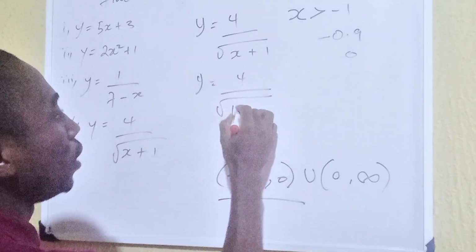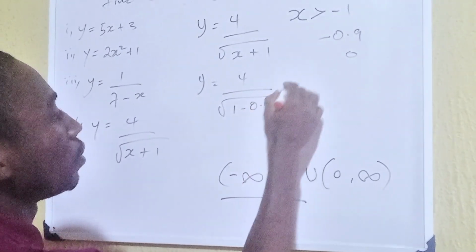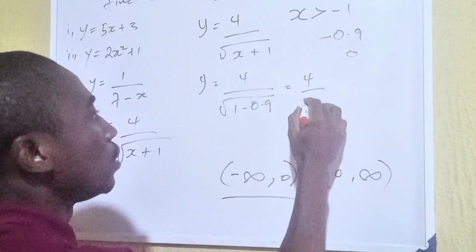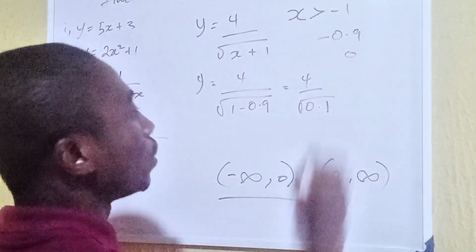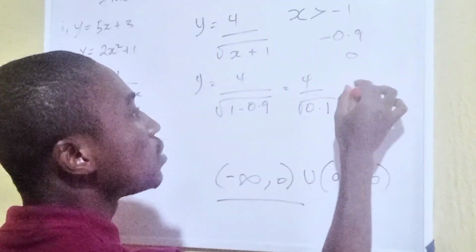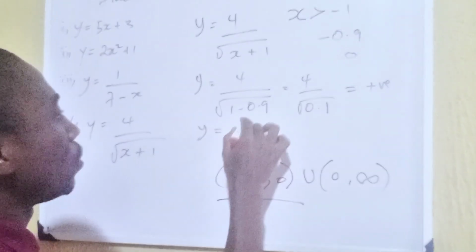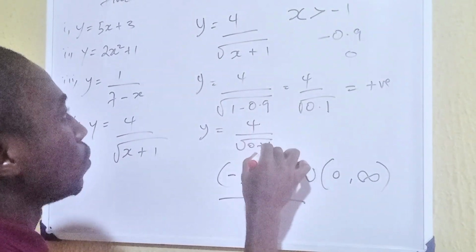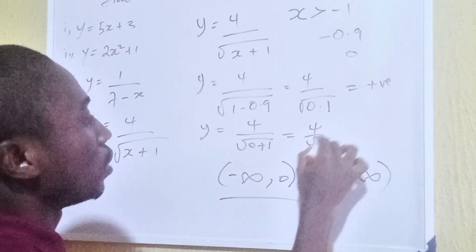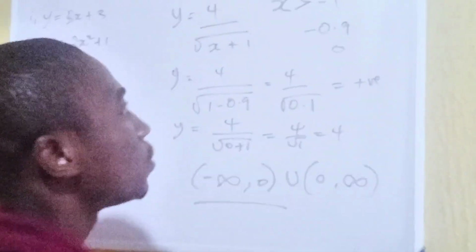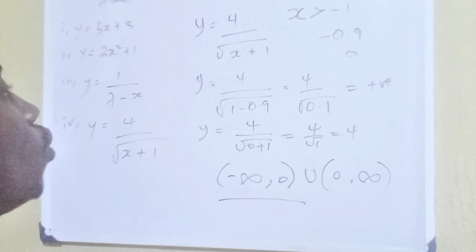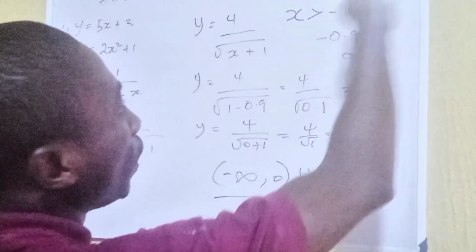y equal to 4 over root 1 minus 0.9, which is equal to 4 over root 0.1. So you can see that this will give us a positive value. Let's also pick 0. y is equal to 4 over root 0 plus 1, which is equal to 4 over root 1, which is equal to 4, which is also a positive number. So as we keep going on from minus 1 towards positive infinity, we will definitely get a positive number.